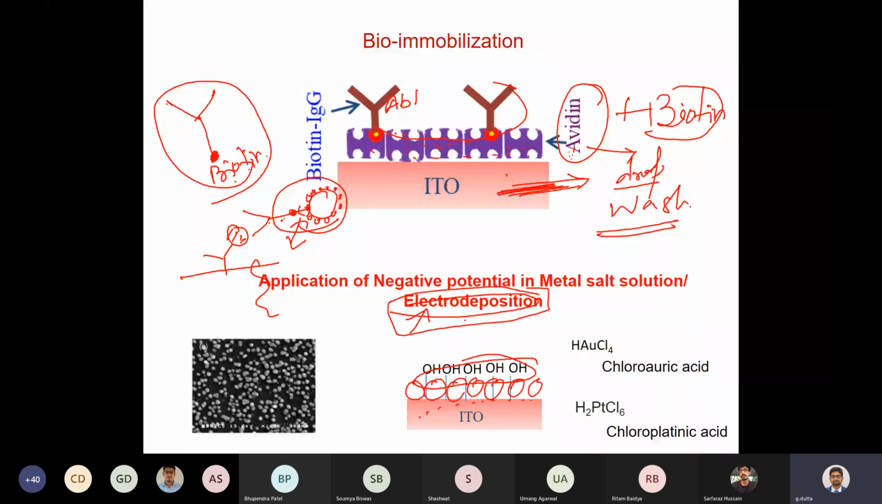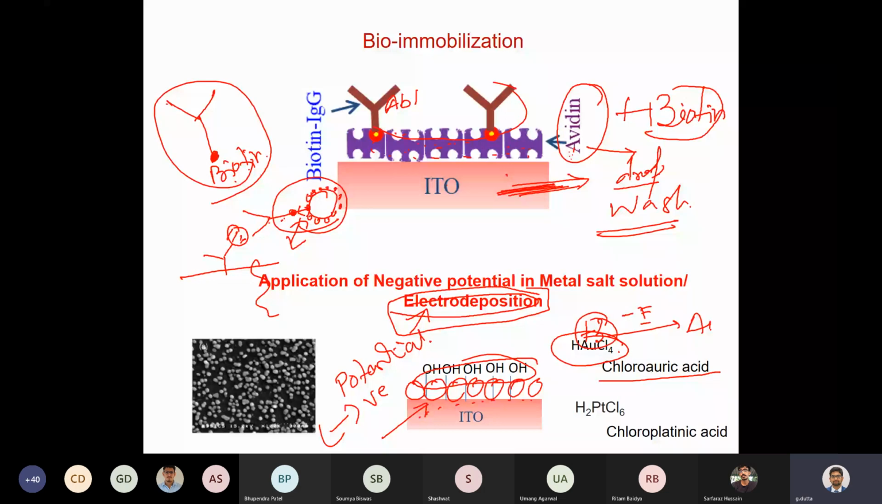Electrodeposition technique is nothing but the application of potential, some negative potential, negative voltage, you have to apply on the electrode surface. If you want to get gold nanoparticles on the surface, then you have to use some gold salt, like chloroauric acid, HAuCl4. In this gold salt, the oxidation state is +3. When you apply some negative potential, gold nanoparticles will form and the oxidation state becomes 0.